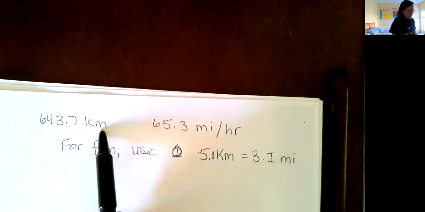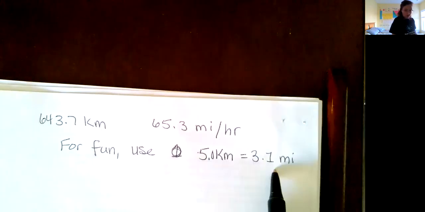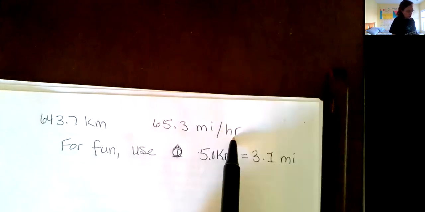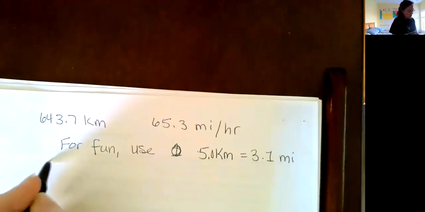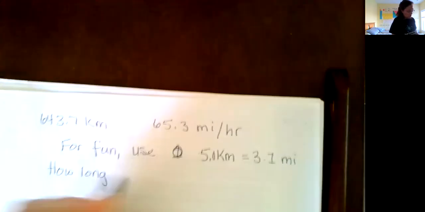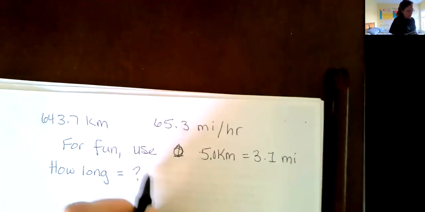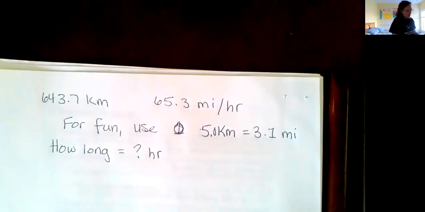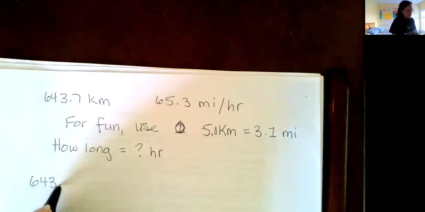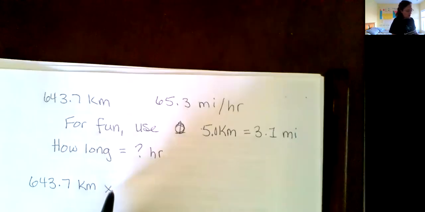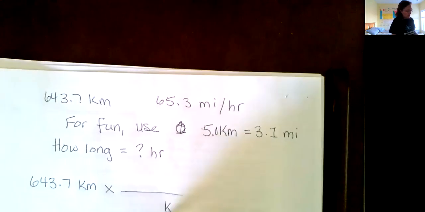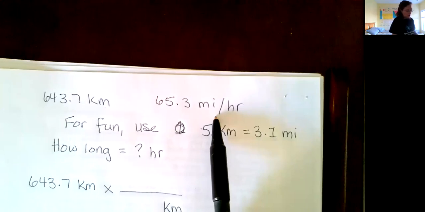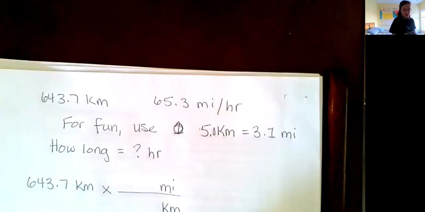Well, I've got kilometers. I can use this conversion to get from kilometers to miles. And then I can go from miles to hours, because the question is, how long? That means how many hours? We're going to start with the guy who has only 1 unit, kilometers, times in a line. I'm going to put kilometers on the bottom. I wasn't told the speed in terms of kilometers. I was told it in terms of miles. So miles will go on top.